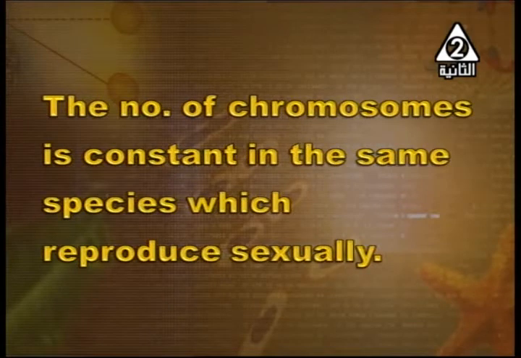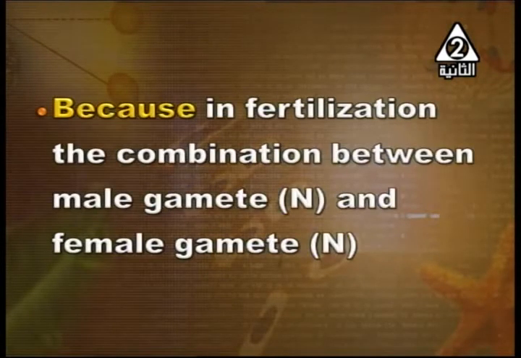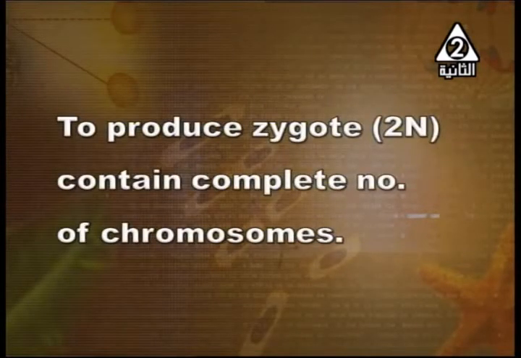The number of chromosomes is constant in the same species which reproduce sexually. This is because in fertilization, the combination occurs between the male gamete and the female gamete to produce the zygote, which contains the complete number of chromosomes 2N.